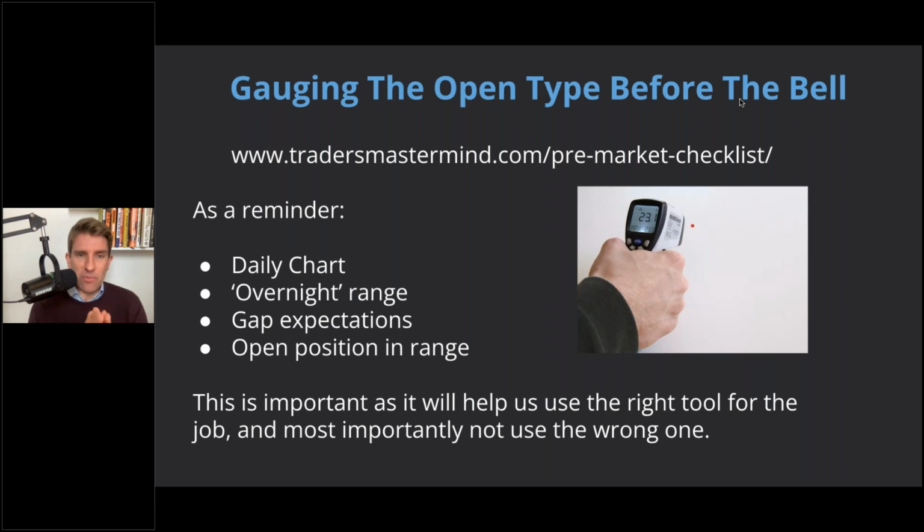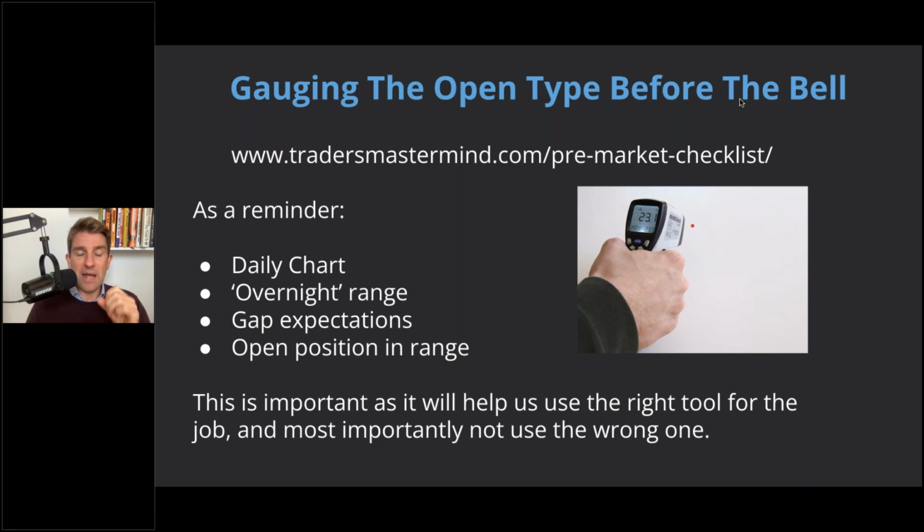We're trying to calibrate ourselves to the correct open, because if we don't get that right, we end up getting on the wrong side of the open, and we're not always going to get on the right side, of course, but we want to give ourselves the best possible chance. So, just a reminder, not going to cover old ground too much. We're looking at the daily chart, super important, the overnight range, the gap expectations, the open position in the range, whether we open at the high, at the low of the range, or the middle of the range.